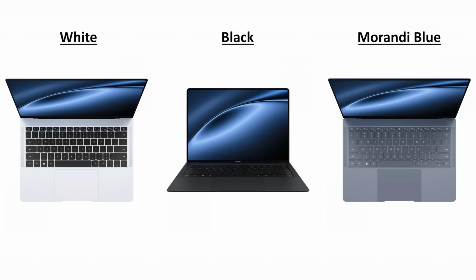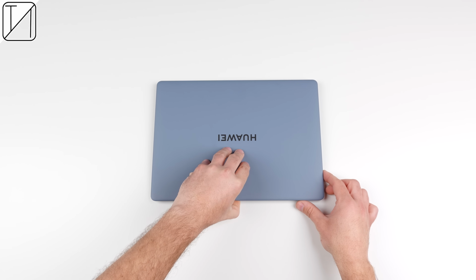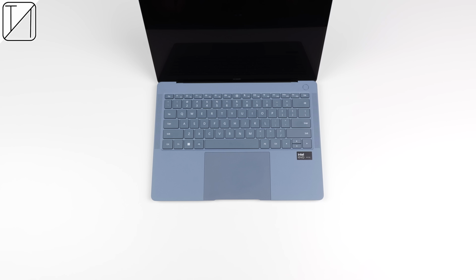The 2024 MateBook X Pro comes in 3 different colors, namely white, black, and Morandi blue, which is the color that I have and seems to be the only option for the top-end Ultra 9 model. The white color has a black keyboard, while the black and blue colors have color-matched keyboards.